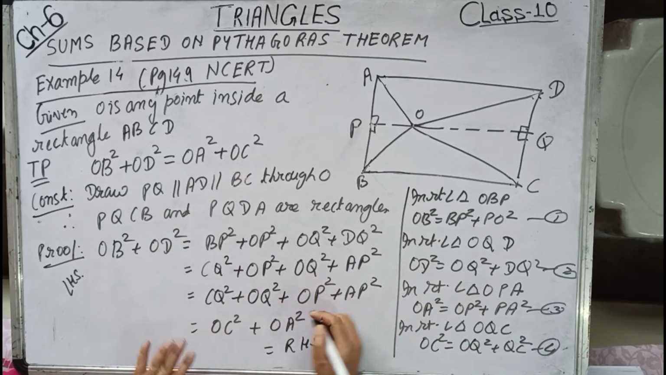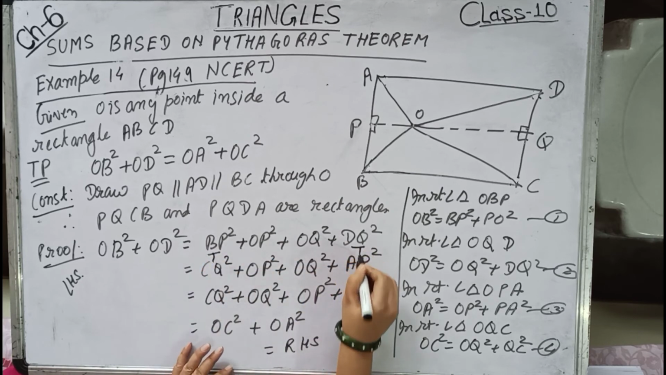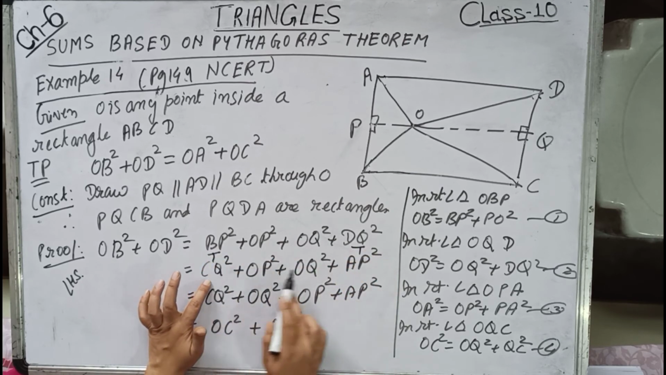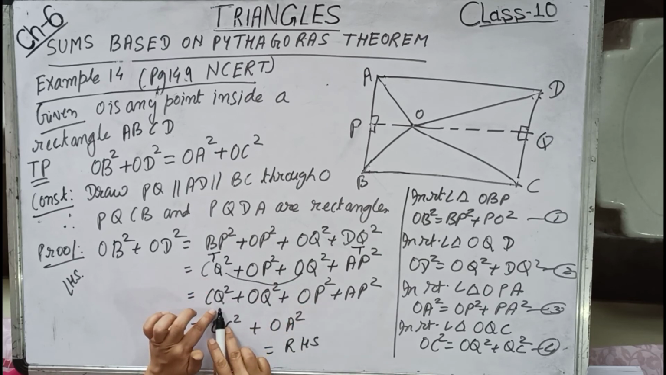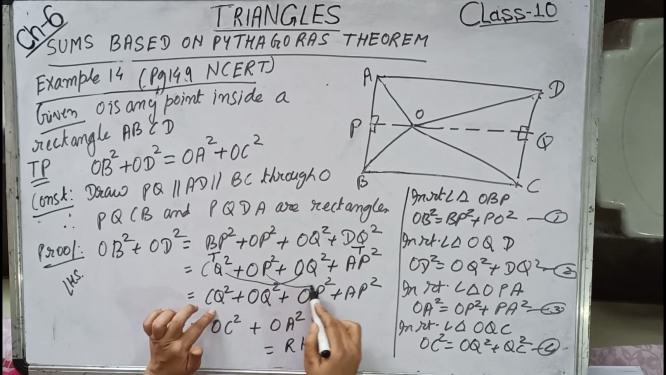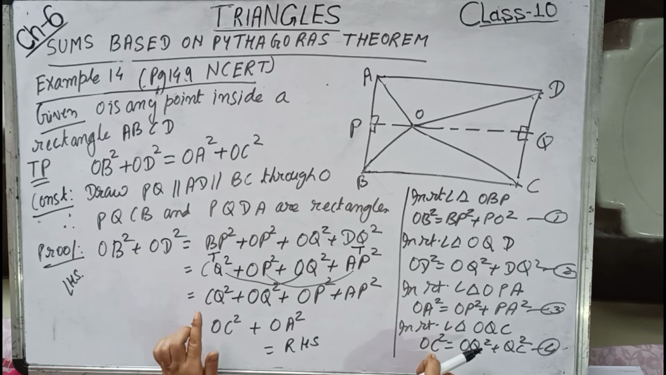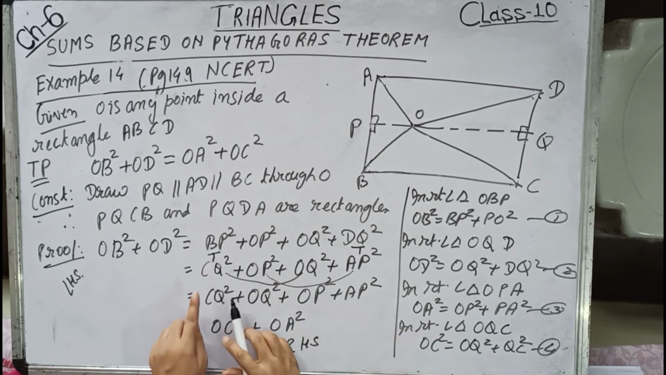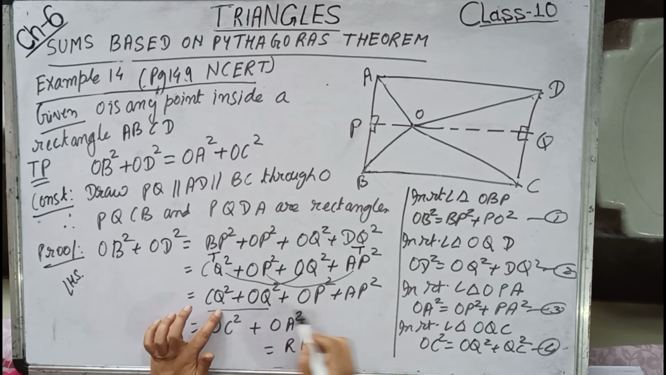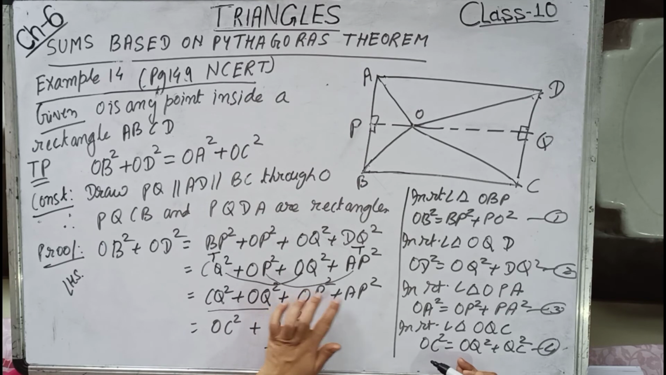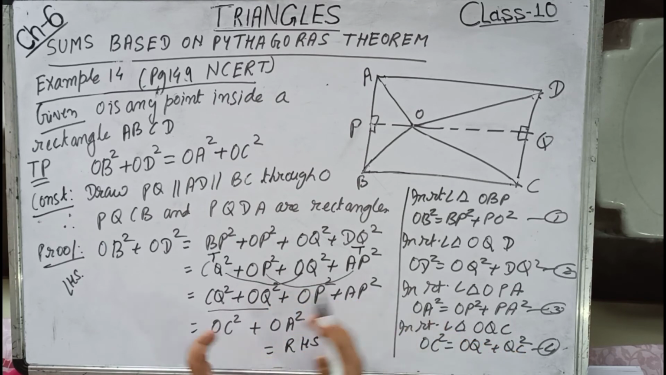Now after this arrangement, this changing to this and this changing to this, what we have done is CQ and OQ, these two kept at one place. So CQ square plus OQ square and OP square plus AP square kept at one place, because we know that this arrangement will give OA square and OC square. So you can write CQ square plus OQ square is OC square, and OP square plus AP square is OA square. So children, try to understand these arrangements and solve by your own.